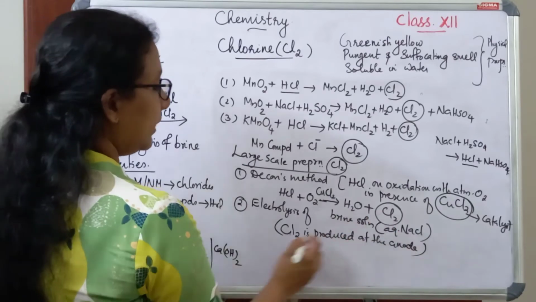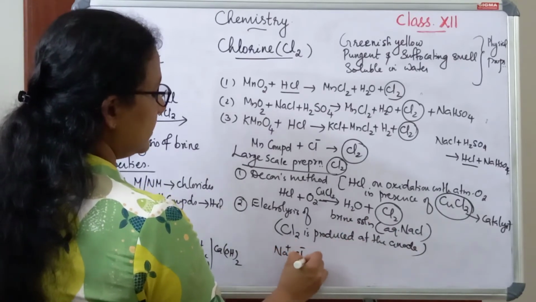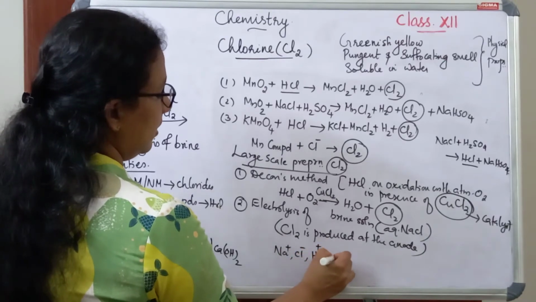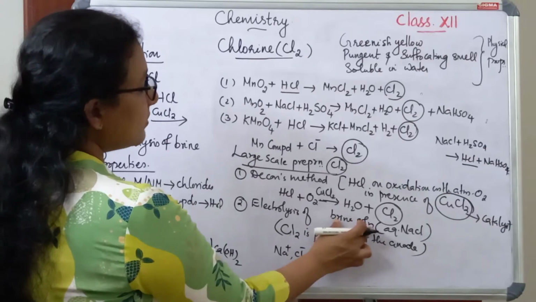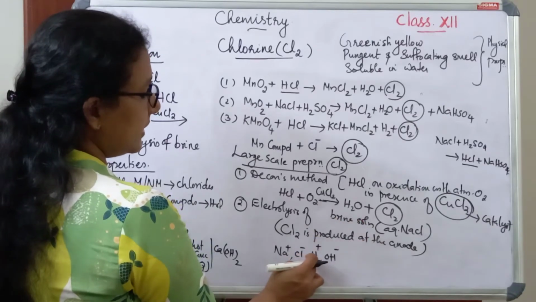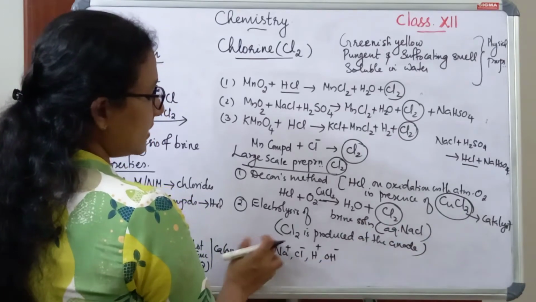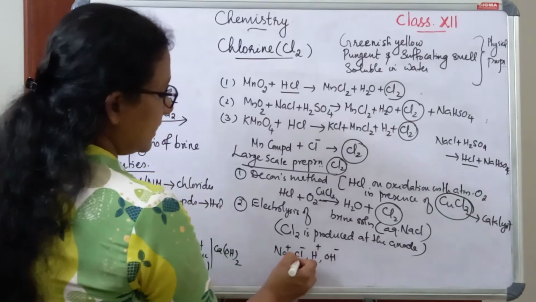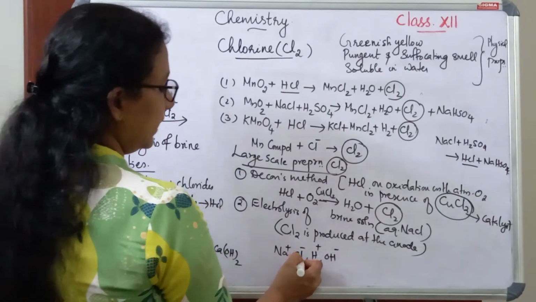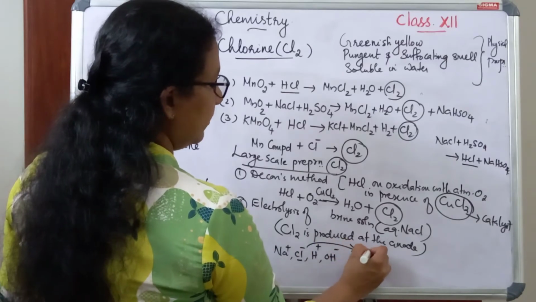Actually aqueous NaCl means Na plus, Cl minus, H plus and OH minus. So these ions are present in brine solution. Since it is aqueous NaCl, all these ions are present here, and we know Cl minus is a negative ion, that will move towards the anode.